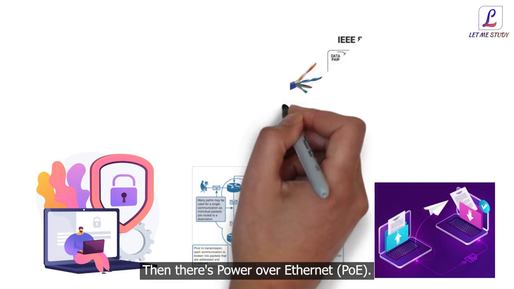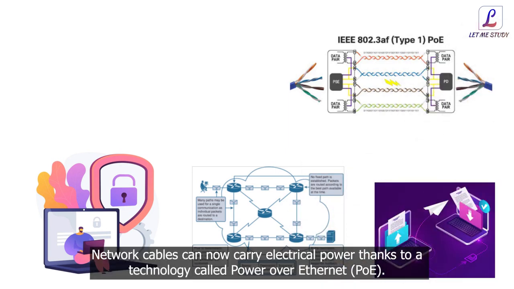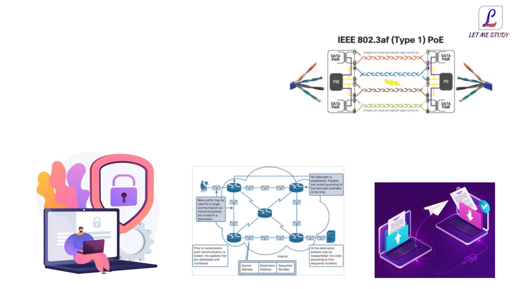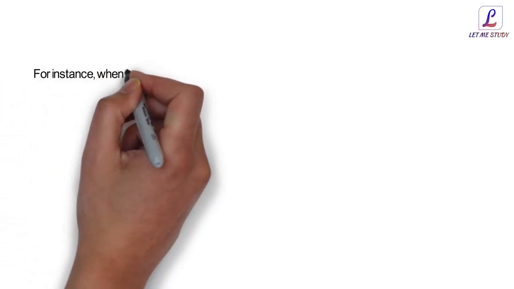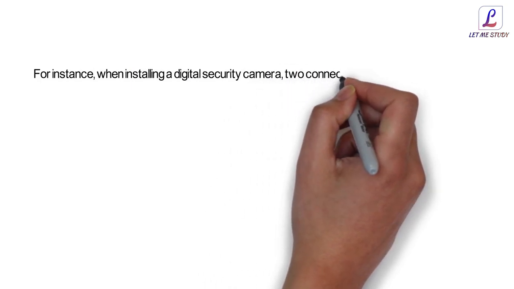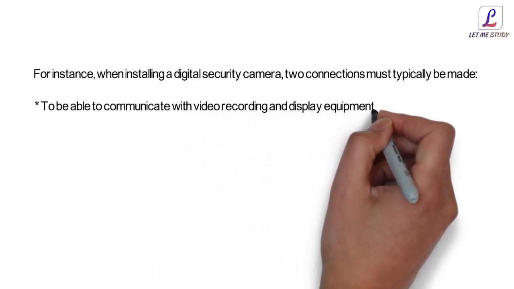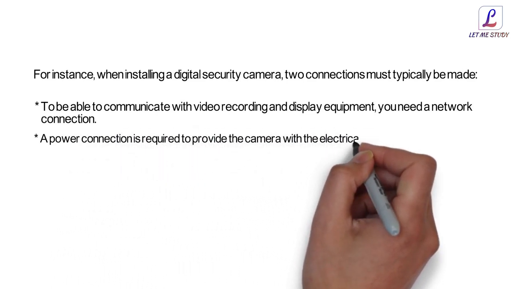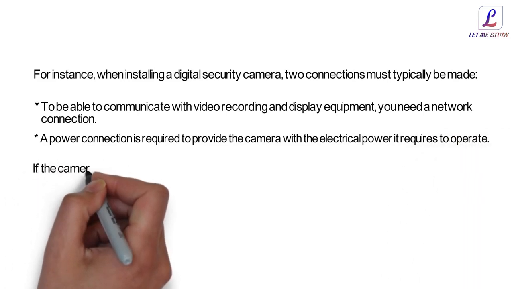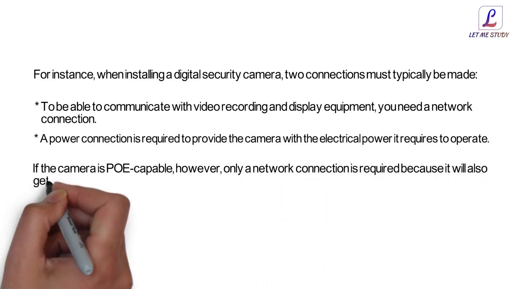Then there is power over Ethernet, PoE. Network cables can now carry electrical power, thanks to a technology called Power over Ethernet, PoE. This enables devices like wireless access points and IP cameras to receive data connection and power from a single cable. For instance, when installing a digital security camera, two connections must typically be made. To be able to communicate with video recording and display equipment, you need a network connection. A power connection is required to provide the camera with the electrical power it requires to operate. If the camera is PoE capable, however, only a network connection is required because it will also get its power from this cable.